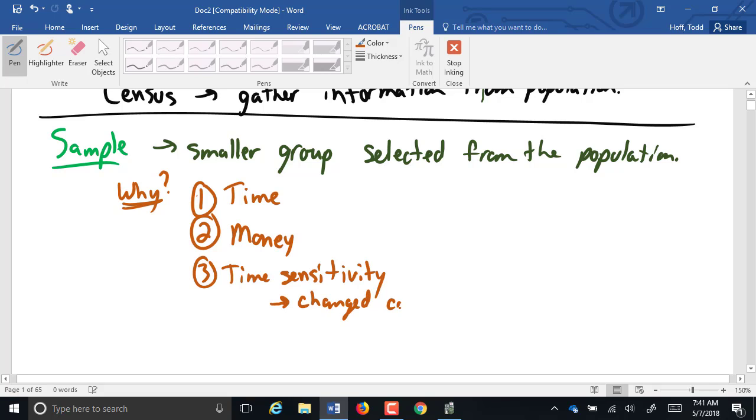And many of the people that you surveyed on Monday and Tuesday may have changed who they would have voted for now. So you have to be able to get it done in a short enough period of time that the conditions haven't been significantly altered.